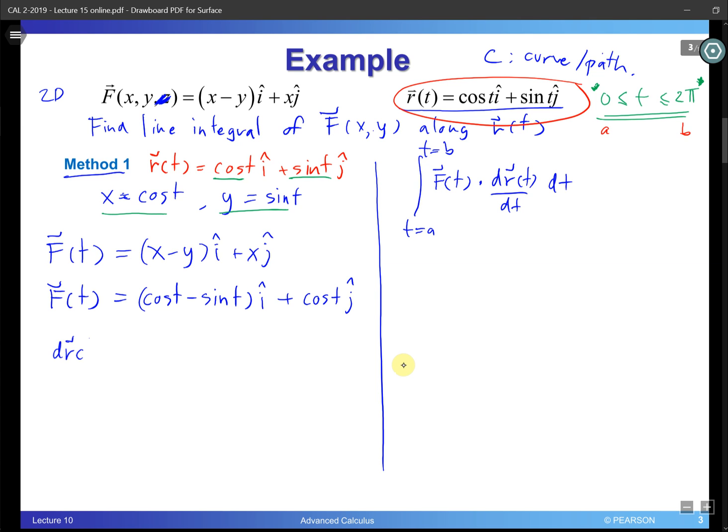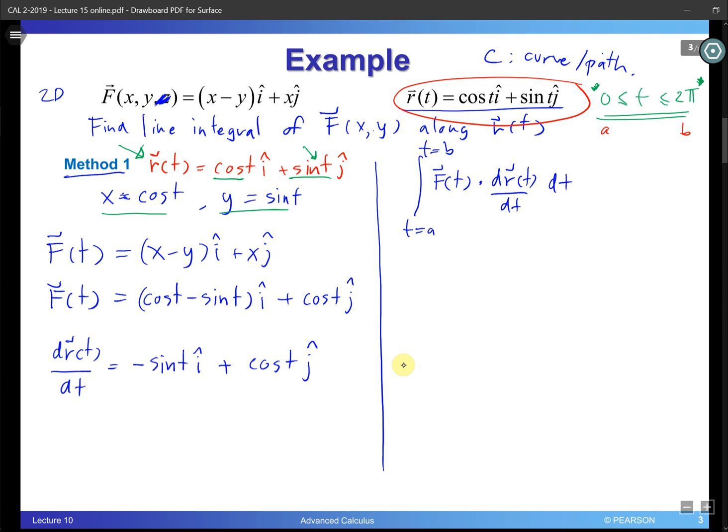dr of t by dt. What we need to do is to diff this r with respect to t. So I just diff component by component. What do I get here? Diff cosine t, I get minus sine t of the first component, and then I diff sine t right here with respect to time, I get cosine t j.